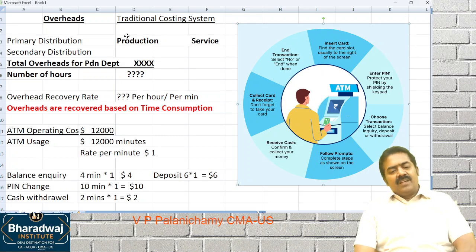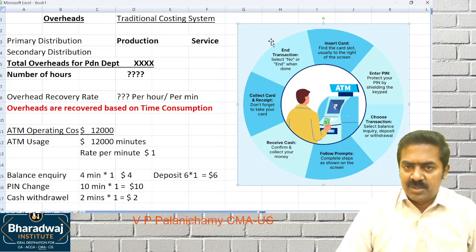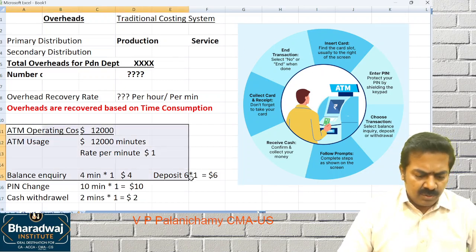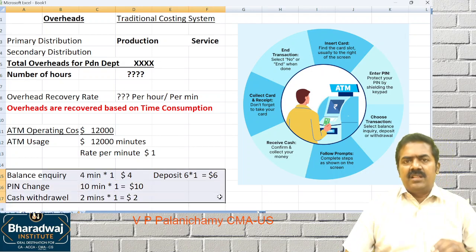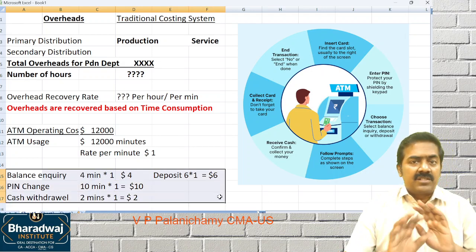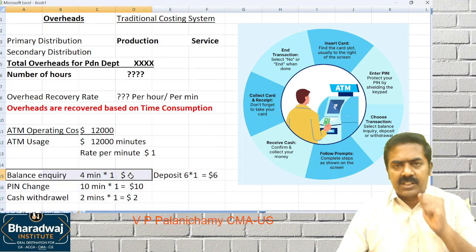So that is why we want to move away from the traditional costing system and move on to the next costing system, which is called activity-based costing. I have no need to take up this example further, but from it you can understand that charging the customer based on the time spent is not logical. You understand?